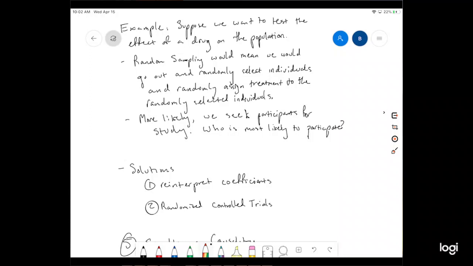This is solution number 1 to the selection bias problem: we reinterpret the coefficients. In this case, we would reinterpret the coefficient to be the effect of education on income for the employed. Another solution would be randomized controlled trials. We could randomly assign education to different people and see how that affects their income. Or we could randomly assign drugs to different people in the population and see how that affects their health.